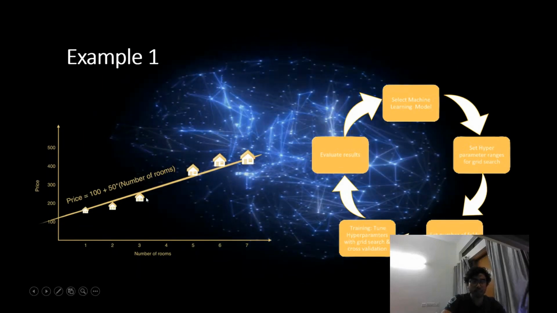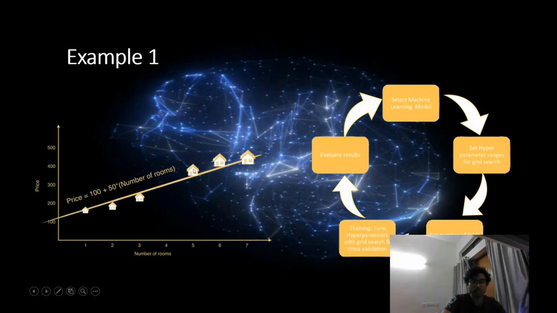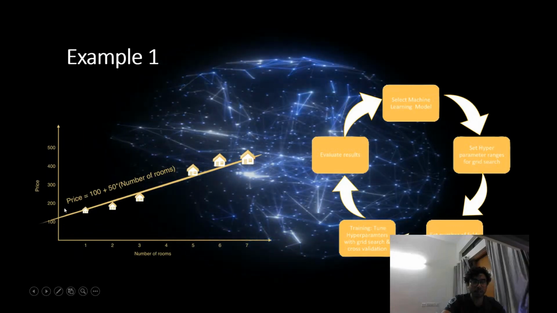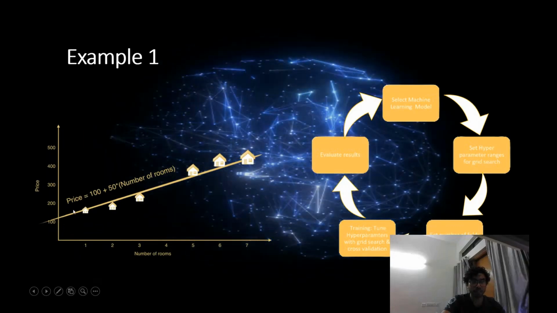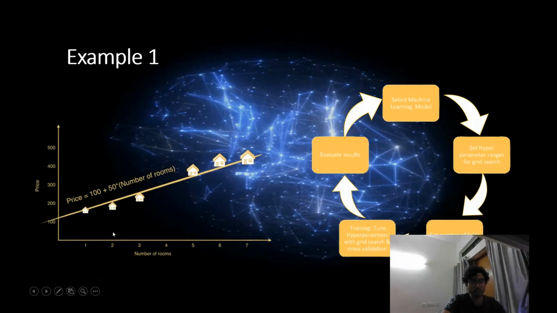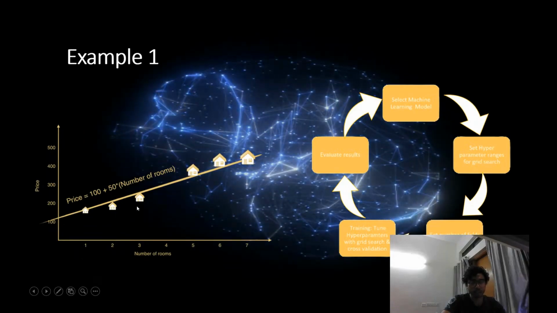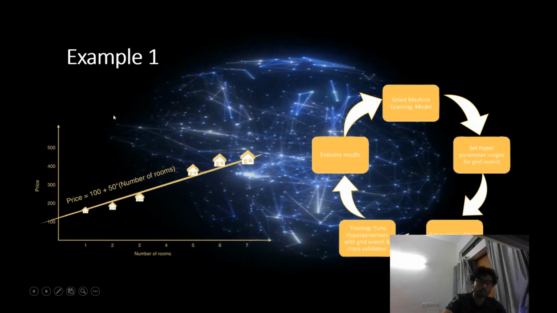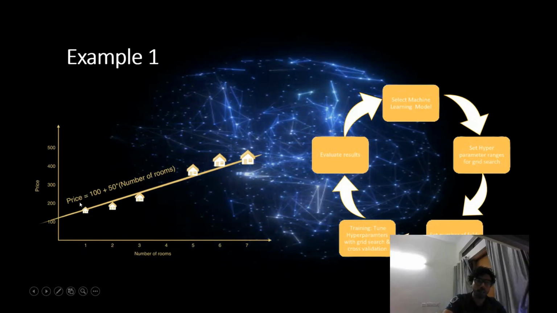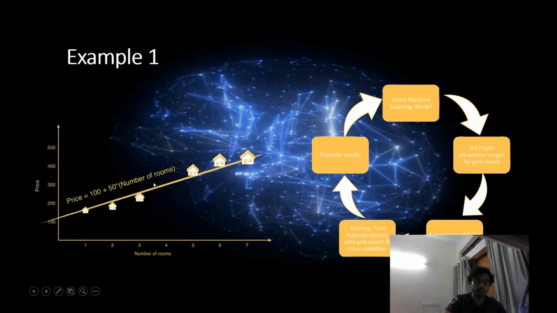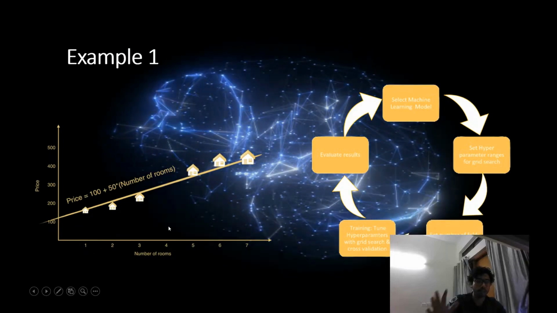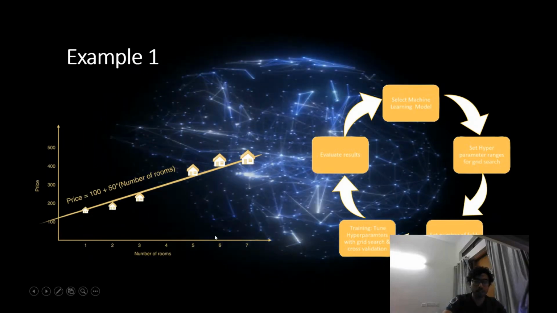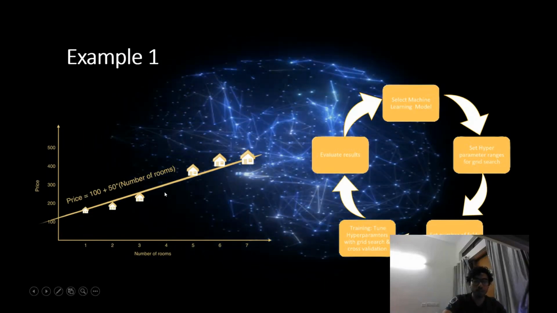You have seen some of these examples. The number of rooms of this house is one, and the price is, let's say, something around 180. Number of rooms is two, the price is 190. Number of rooms is three, the price is 200, and so on. You're given this data. Now let's say you have trained your model and you are given another example. The number of rooms in the house is four. What should the price be?